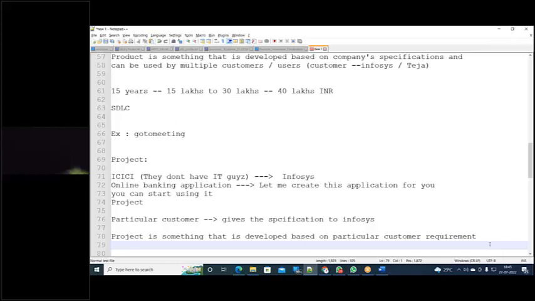Okay. So based on the customer requirement and for his usage only. Now the customer is for whom? For Infosys. Okay. Infosys is the customer. Now, somebody has asked a wonderful question.